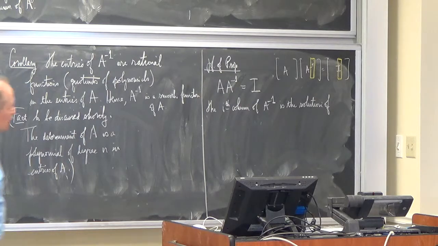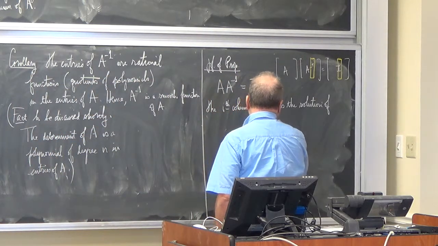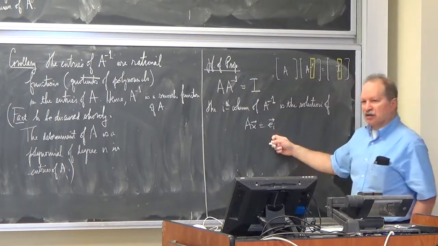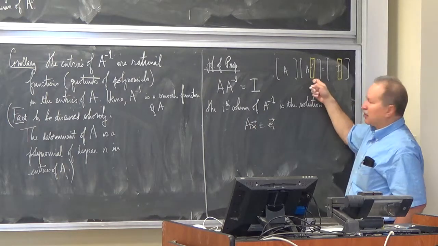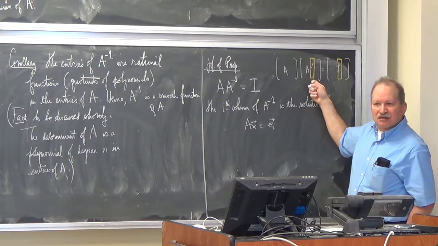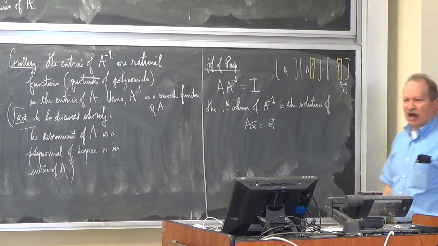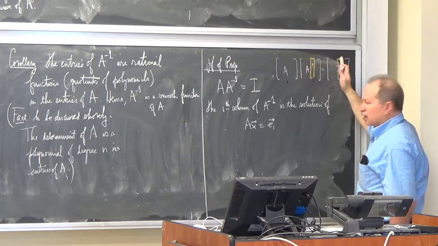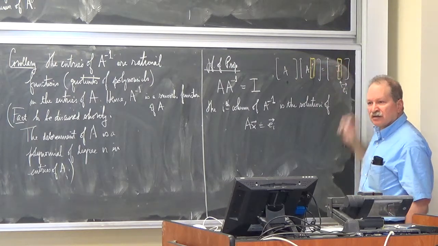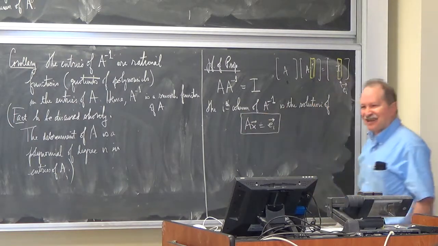AX equals e_i. So if you solve that equation, the X is going to tell you the ith column of A inverse. The ith column of the identity matrix is the ith standard basis vector. Remember, when you multiply matrix times column, you get that column of the product. Okay. Keep going.